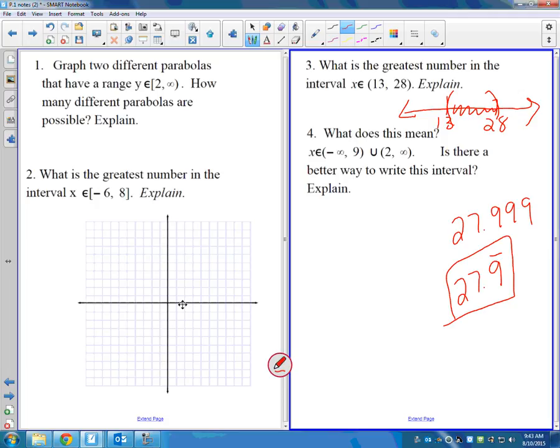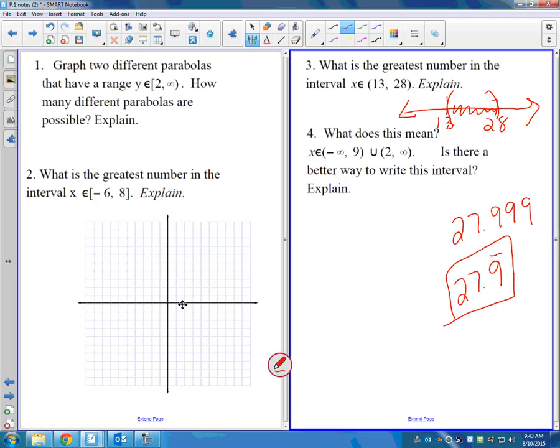So, what are your thoughts? Think that's too crazy to say there is no biggest number? Kind of goes back to that whole idea about infinity that we talked about on Friday. How many numbers are between 13 and 28? Could you count all the numbers between 13 and 28? Could you count all the integers between 13 and 28?